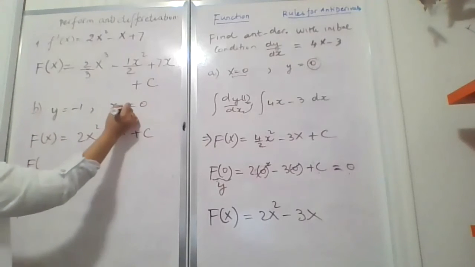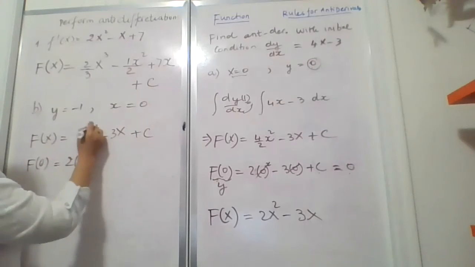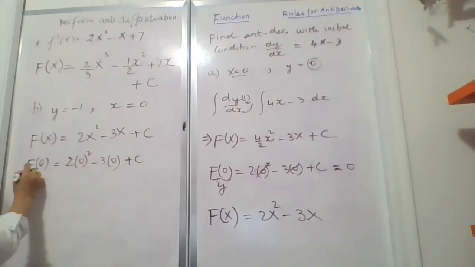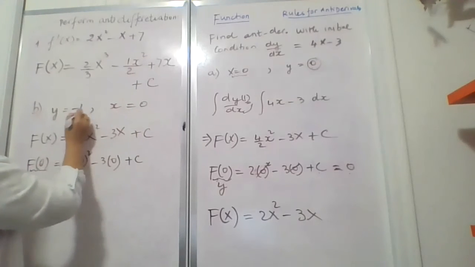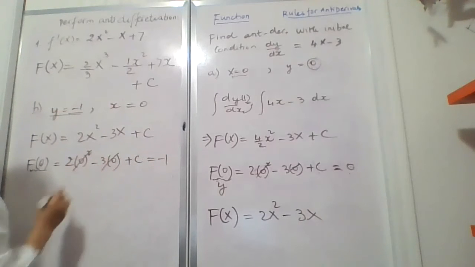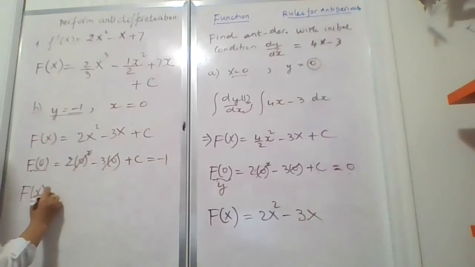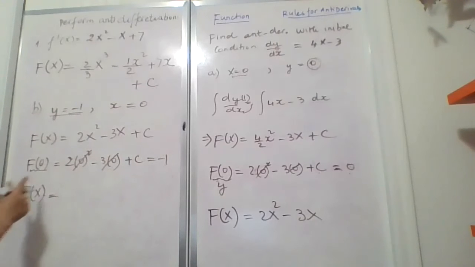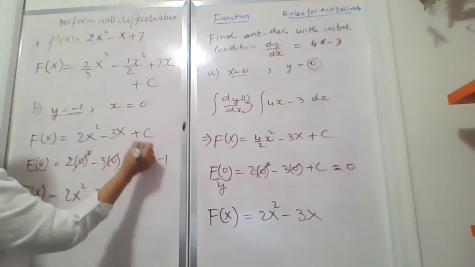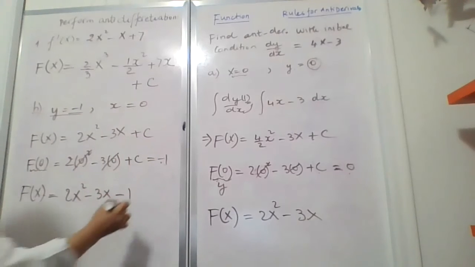So we say f of x is 0. We substitute x by 0. We have 2 times 0 squared, following the expression, minus 3 times 0 plus c. And we set this y function equal to minus 1, right? This is the given condition. So now this becomes 0, 0 is gone. So now we know c equals minus 1. So our antiderivative function, which is the original function, equals 2x squared minus 3x plus c, but we know c now is minus 1. So that's the answer, okay?